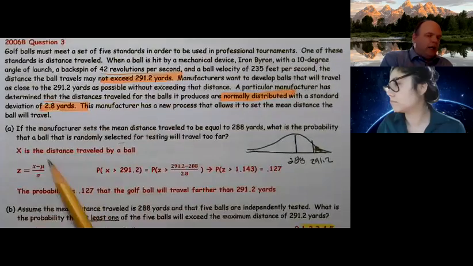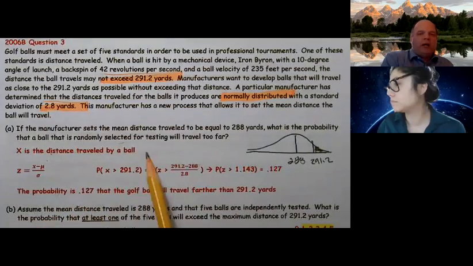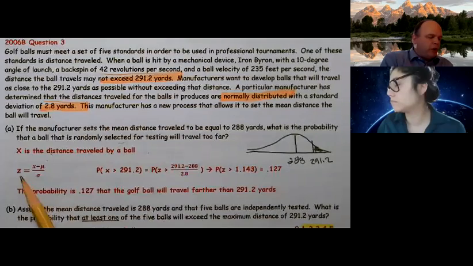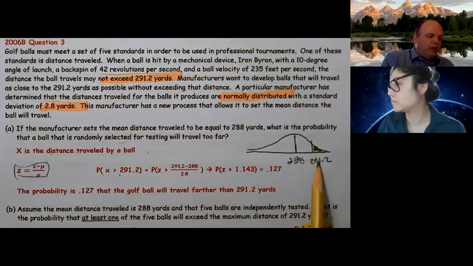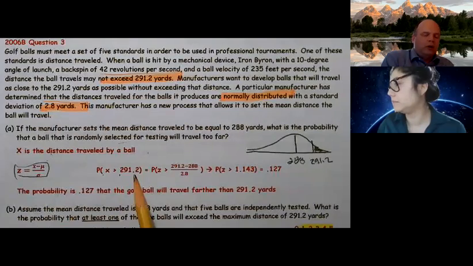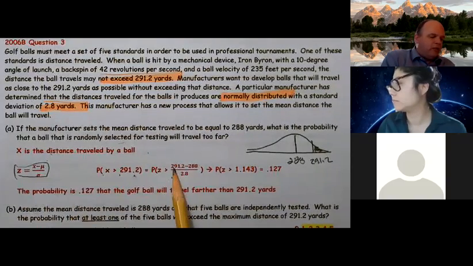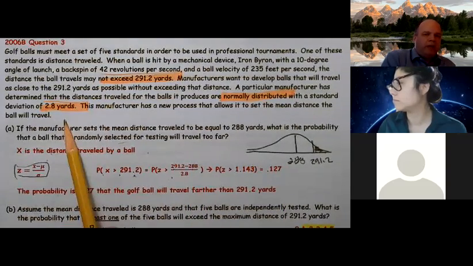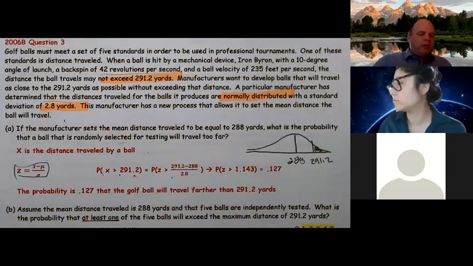So I need to define my variable. So x is the distance traveled by the ball. Since I'm working with a normal, I went ahead and wrote this down. I just always do. So I want the probability that x will be greater than 291.2. This is what I'm looking for. I plug into the formula, and all I'm doing is plugging in my x of 291.2, my mean of 288, and the standard deviation from above of 2.8. And then I'm going to just go ahead and do the rest of this work using the calculator.